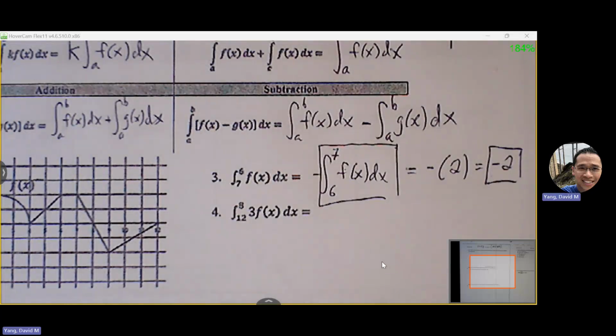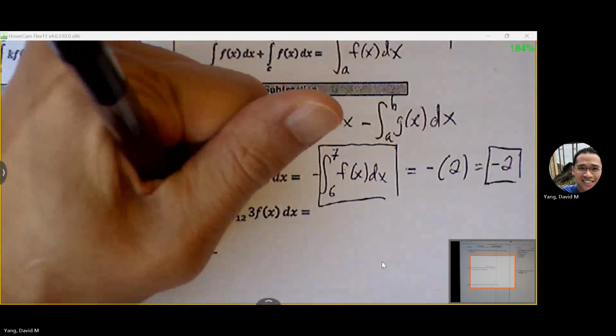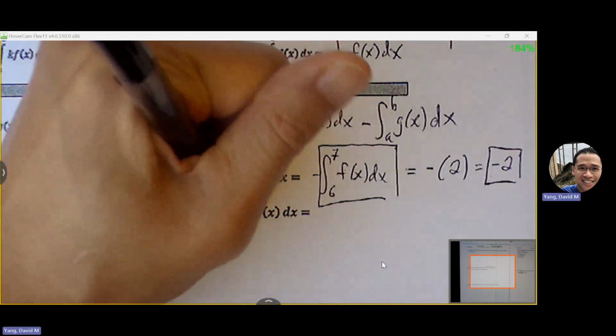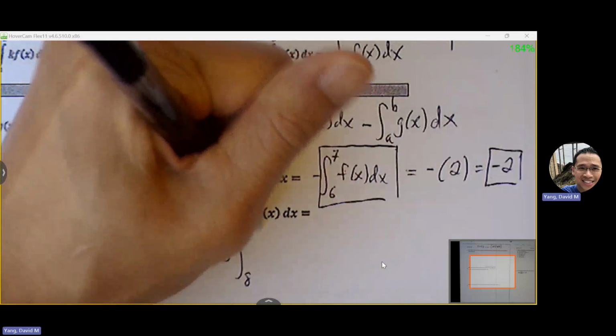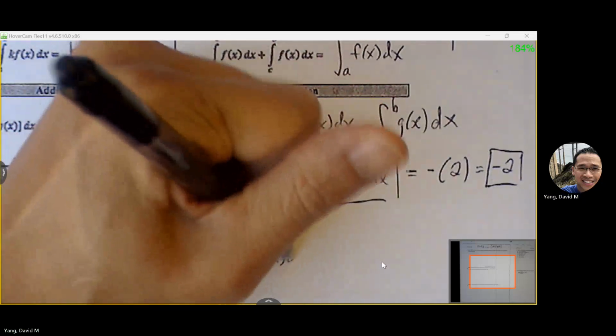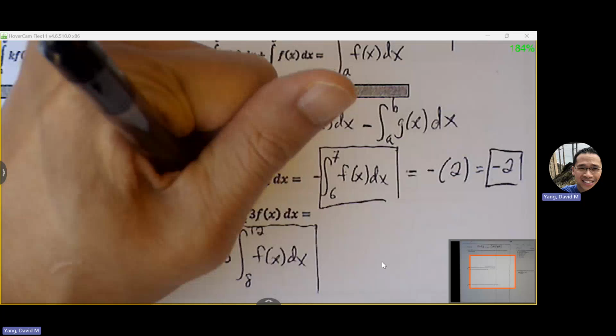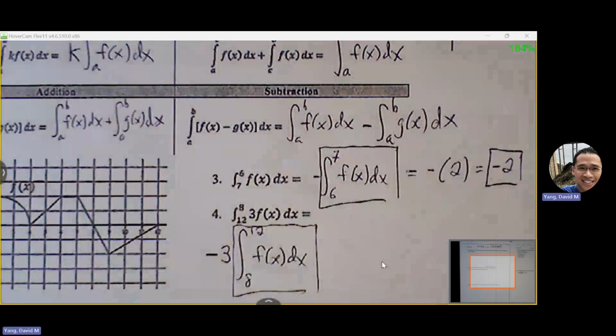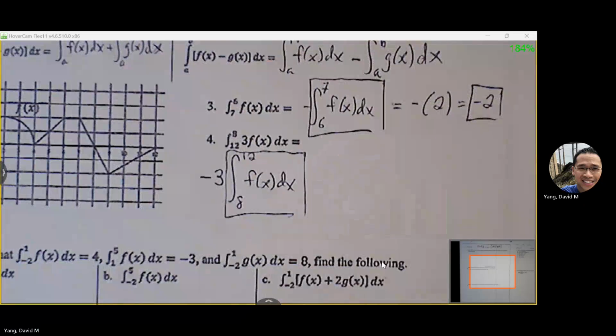Okay, number 4, I can do 2 things. I can pull the 3 out. I can flip the bounds. Feels a little bit cleaner if I can write it this way. That way I can just take care of this piece and then multiply by -3 at the end. So figure out what your definite integral is from 8 to 12.